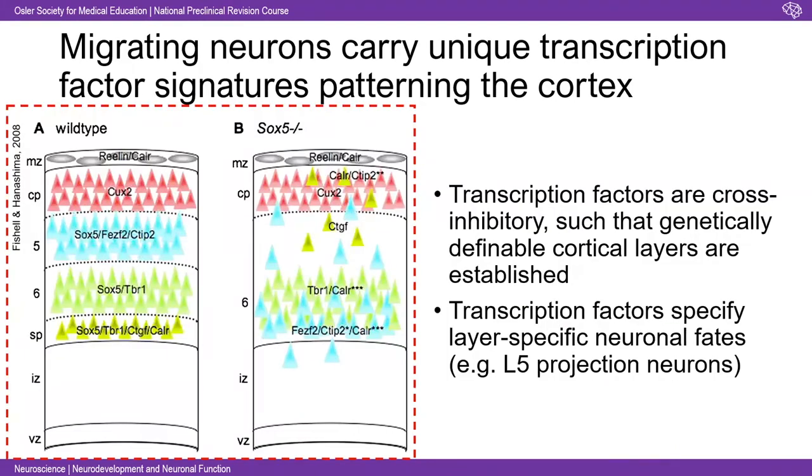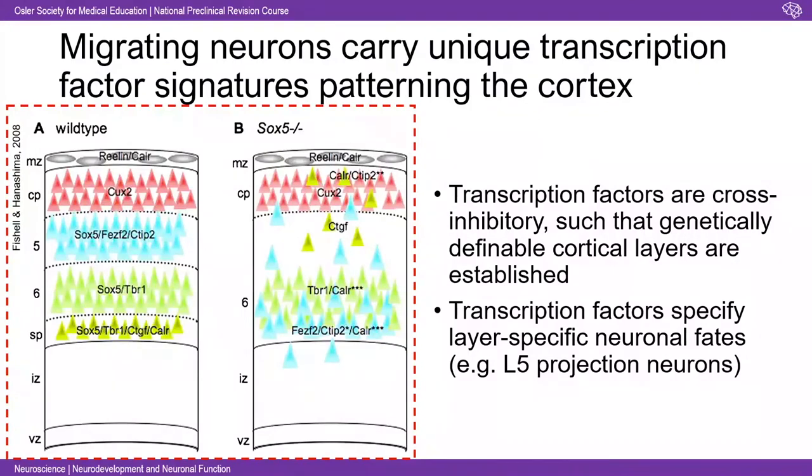Another feature of these waves of migrating neurons that we see during neurodevelopment is that each wave, each layer, carries its own signature gene expression, if you like, and expresses a unique set of transcription factors that define each layer of cells.